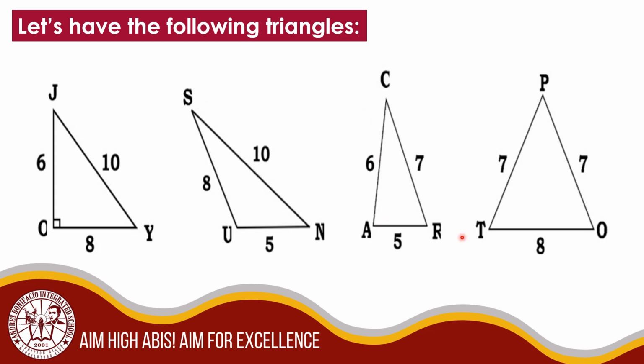Triangle CAR. CA, 6 units. AR, 5 units. And RC, 7 units. Triangle PTO. PT, 7 units. PO, 8 units. And OP, 7 units. These 4 triangles, we will see what kind of triangle they are by using the Pythagorean Theorem.